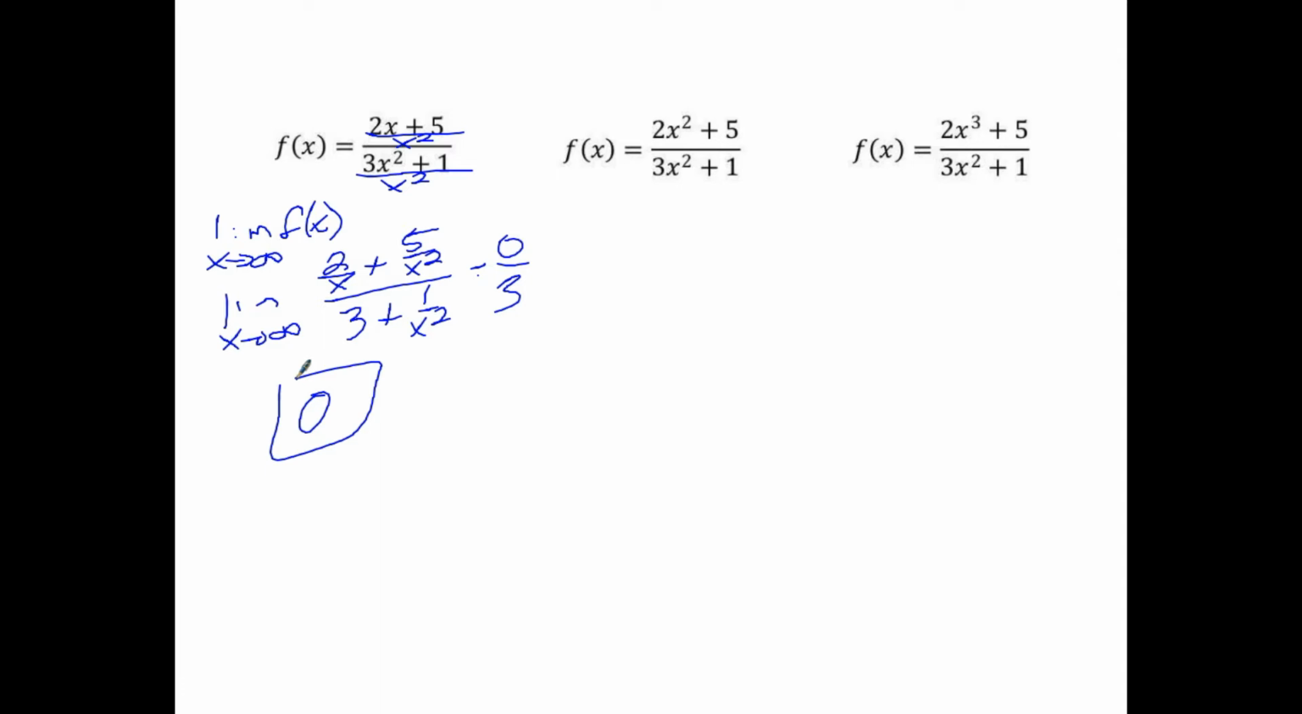Everything's going to be fine. How about the second one? What should I do? x squared again, top and bottom. So now this time I have the limit as x approaches infinity. And again, I'm just going to write down what the function's result is. So what do we get? 2 plus 5 over x squared, all over 3 plus 1 over x squared. Okay. So now if I direct substitute the infinity, yeah, 2/3.